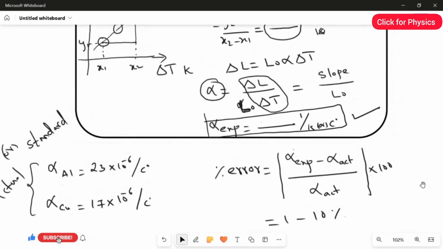So this is the explanation for this experiment, thermal expansion of metal. Thank you.